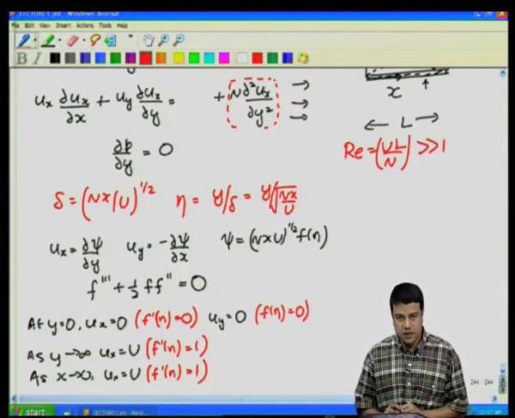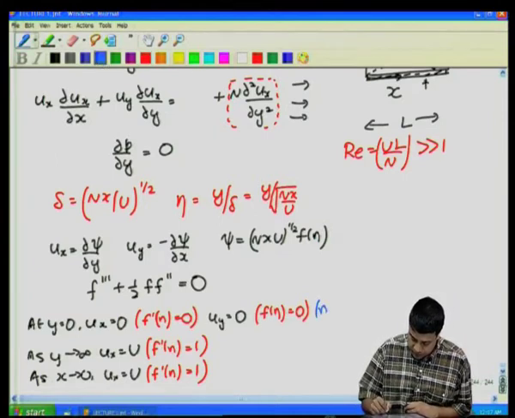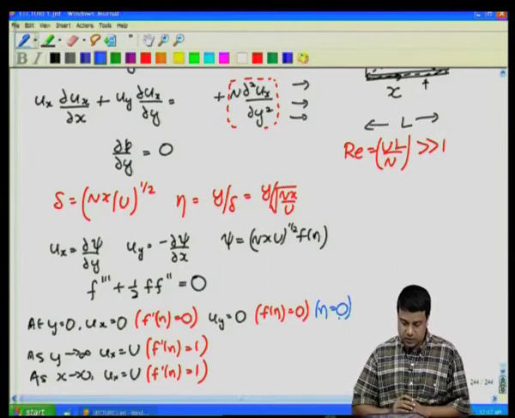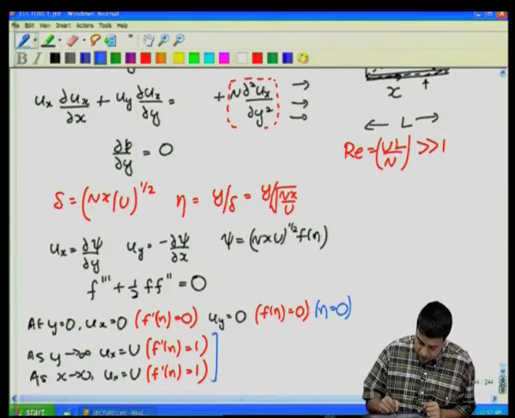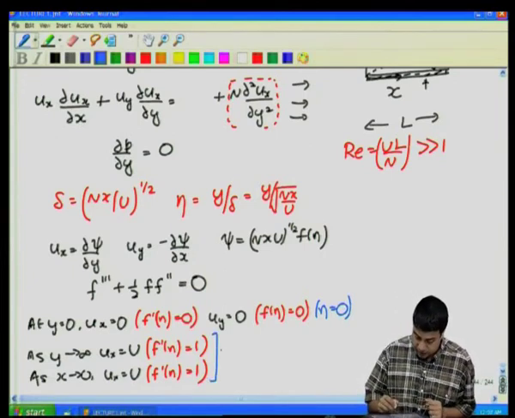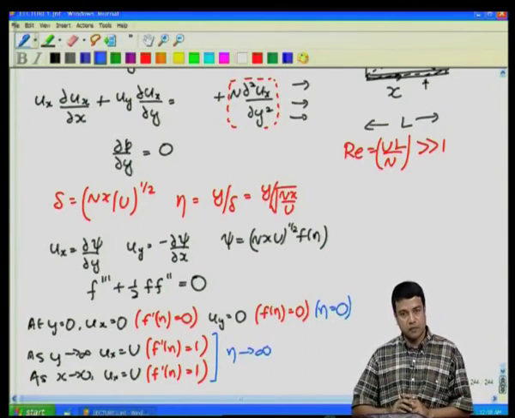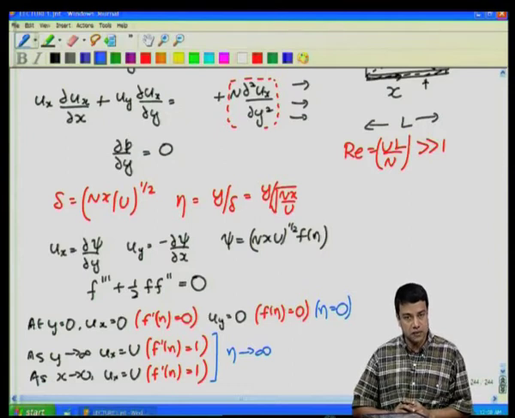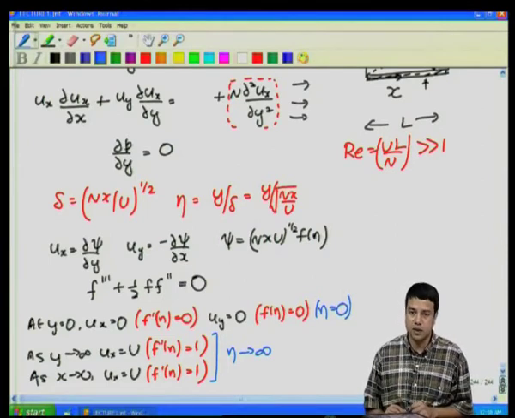And we saw that y is equal to 0 corresponds to eta is equal to 0, because eta was equal to y by delta. So, when y goes to 0, eta also goes to 0, and we saw that these two reduce to the same condition, that is eta going to infinity. So, therefore, you have three boundary conditions, 2 at eta is equal to 0, 1 as eta goes to infinity, because the boundary conditions in both y and x turn out to be the same when expressed in terms of eta, and you can solve the equations.